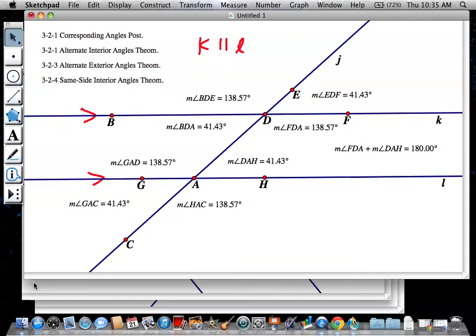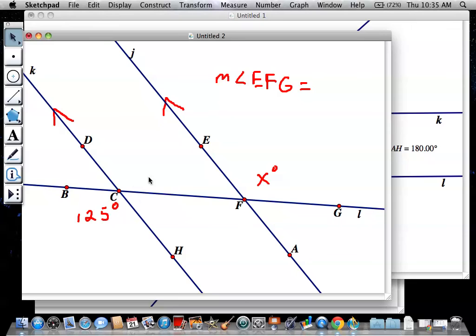All right, so let's look at an example. I have K and J here. They are parallel, and they're cut by line L. So K is parallel to J, and they're cut by line L. Now, it says BCH is 125 degrees, and it wants me to find the measurement of angle EFG right here, X. So basically I'm trying to figure out what X is.